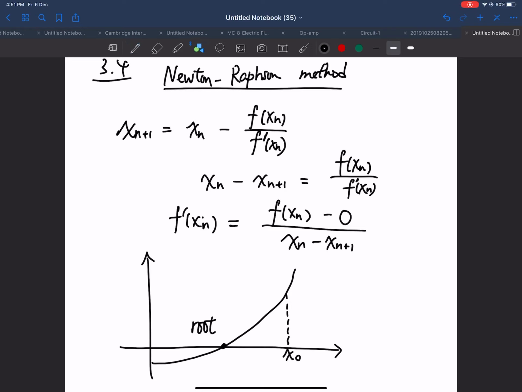Now x naught here is the first trial solution for a function. You try this number, see if it's 0. And then I draw another line.